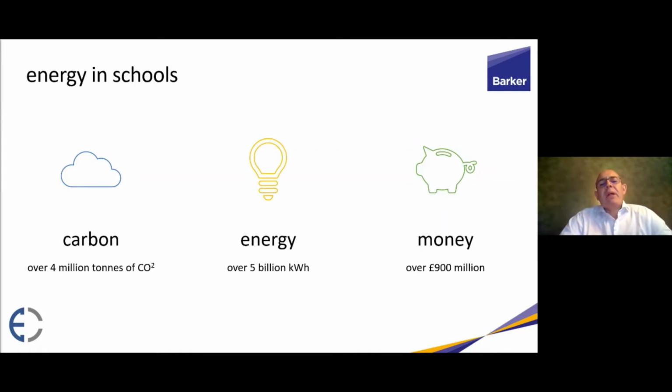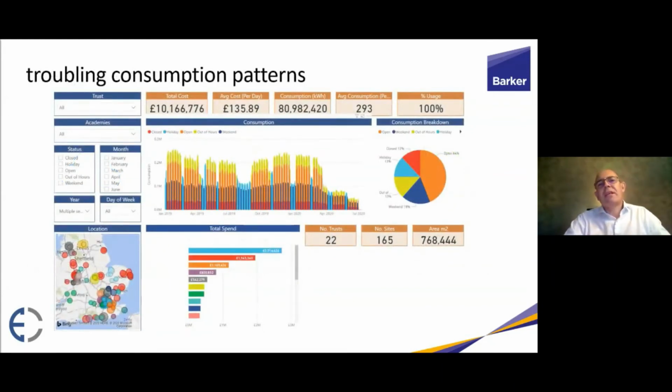They are consuming 5 billion kilowatts of energy, and there is over 900 million pounds a year being spent on energy, and there are some troubling consumption patterns. We have data on 22 trusts, 165 academies, that shows that 55% of the energy is being spent when there are no children in the building. If you take that 55% across 900 million pounds, then that's over 470 million pounds being spent when there are no children in the building. And what can you do with that money? It's not just about carbon, it's about all the impact that spending can have.